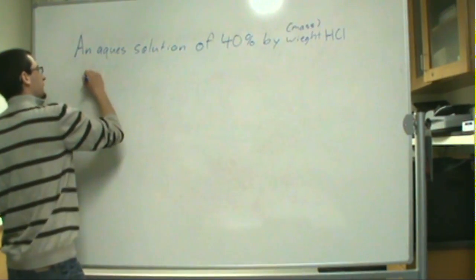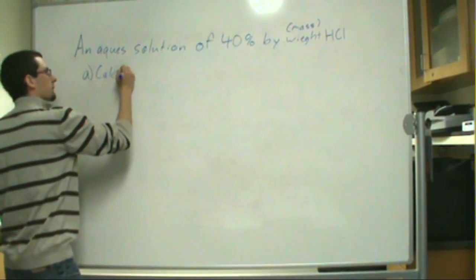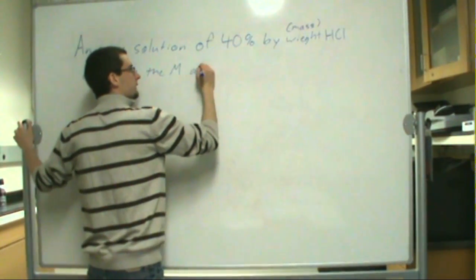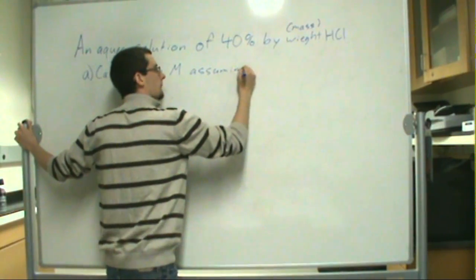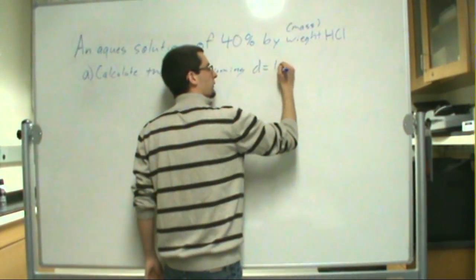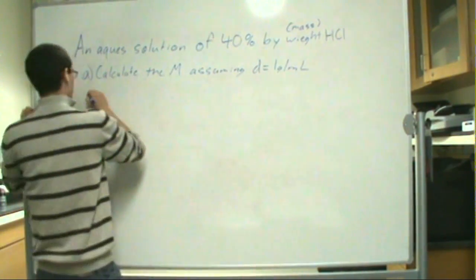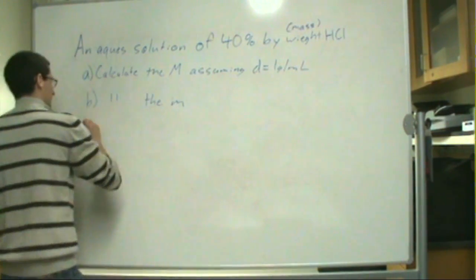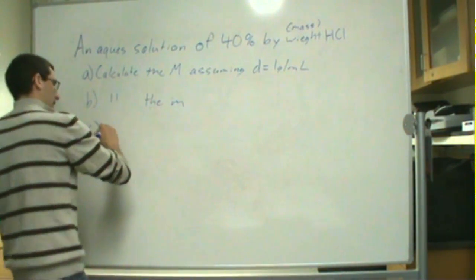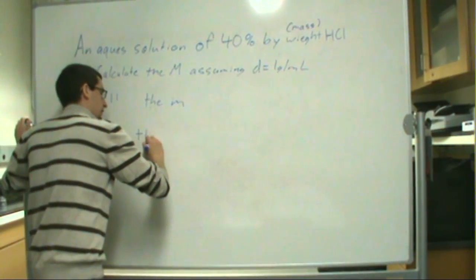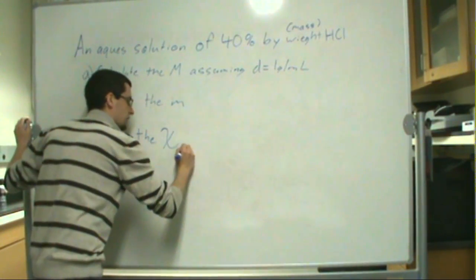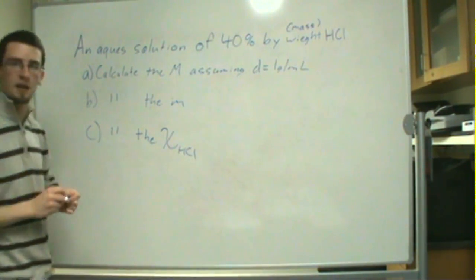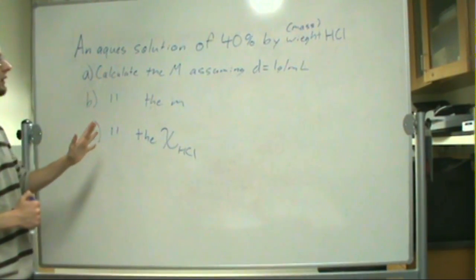And then we want to calculate the molarity, assuming our density is equal to 1 gram per milliliter. Calculate the molality, and then calculate the mole fraction of HCl. So we need to go through and do each one of these, but a lot of times I get students who are confused on where to even start on these things.